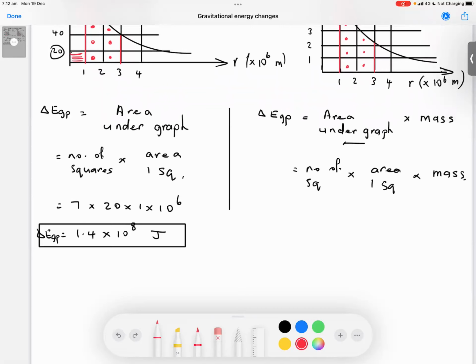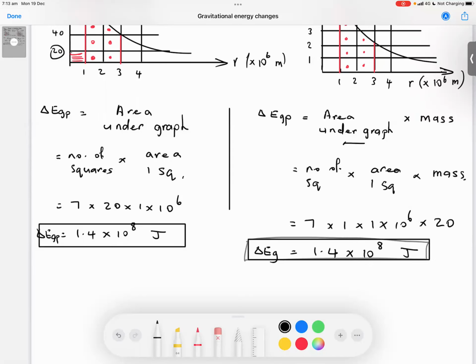So I've counted 7 squares again. And so we'll write 7 squares times the area of 1 square. That's 1 by 1 by 10 to the 6. Times the mass of the meteor was 20. So if we multiply all of that out, we again get 1.4 by 10 to the 8, and that would be joules. So remember that this might also be asked to be expressed in megajoules, which would be about 140 megajoules. That could be asked for as well.